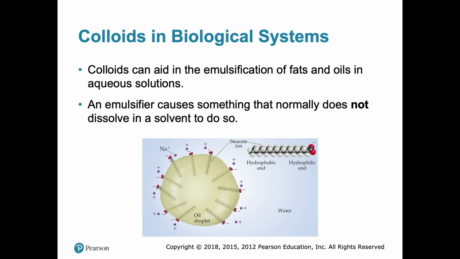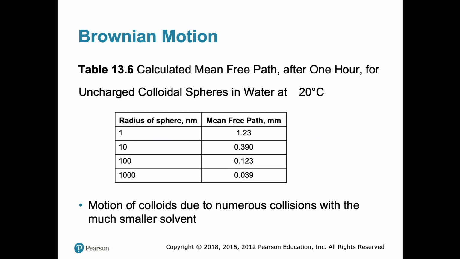Okay. So there's this thing called Brownian motion. And really all Brownian motion says is that molecules will float through the solution in a straight path, what they call the mean free path, until it collides with something else. That's all I really want you to know about that. That's what Brownian motion means.